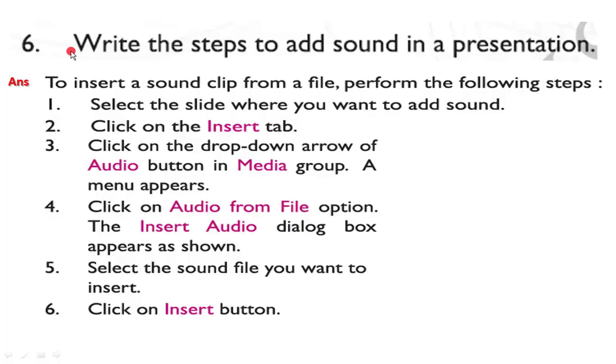Sixth question, write the steps to add sound in a presentation. So answer is to insert a sound clip from a file, perform the following steps. First, select the slide where you want to add sound. Second, click on the Insert tab. Third, click on the drop down arrow of audio button in media group. A menu appears. Fourth, click on audio from file option.